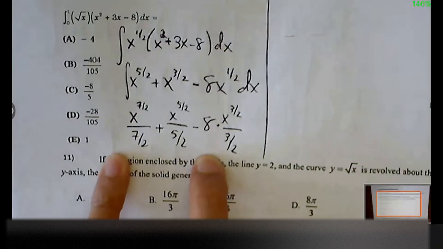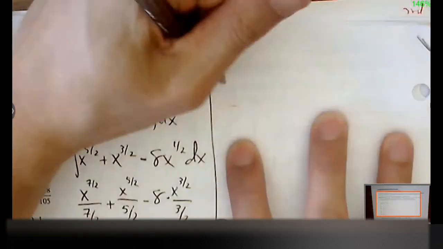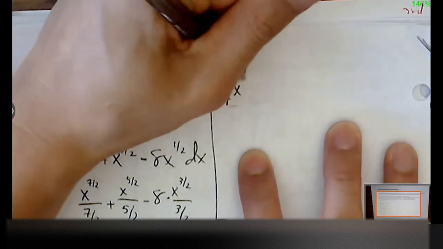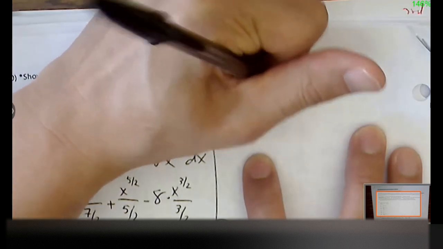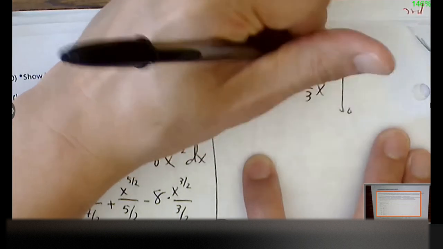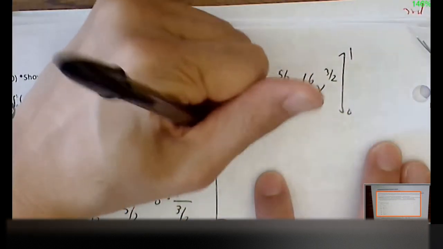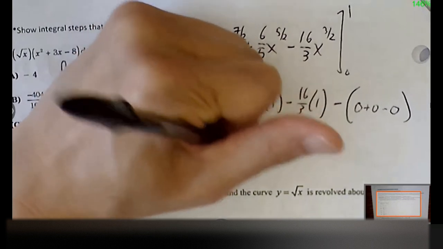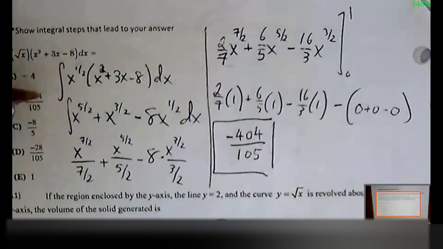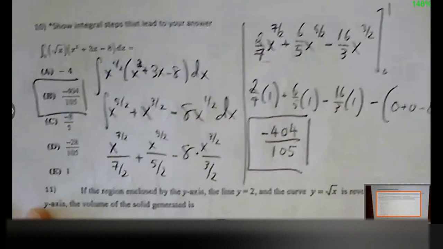I'll clean this up and then I can work in the bounds. Upper bound first. Cleans up to be a decimal that actually can convert into fractional value. So I use my calculator to get that final calculation.